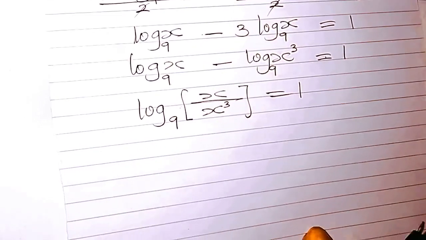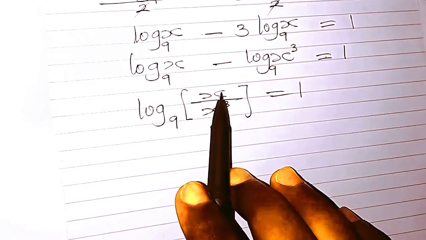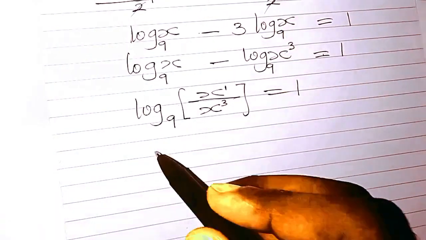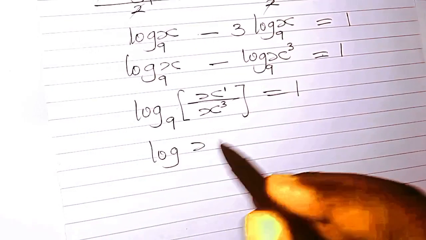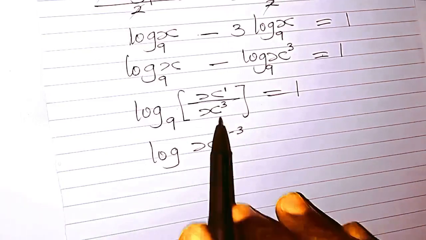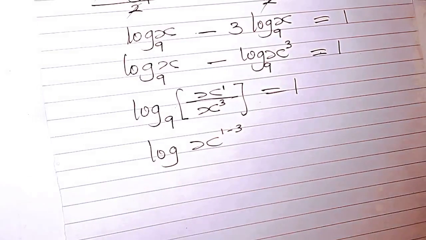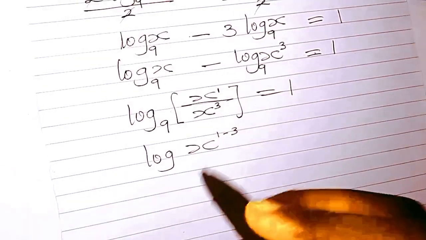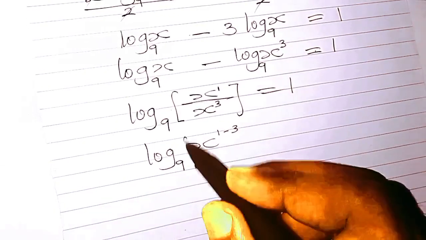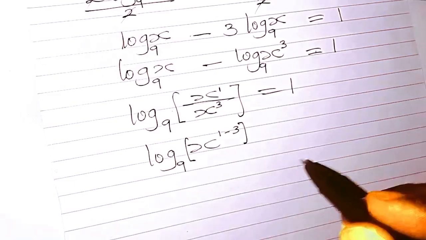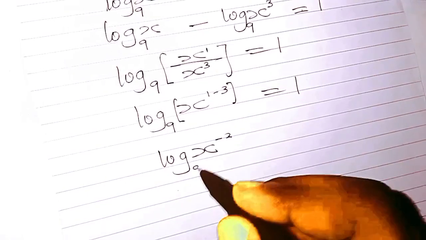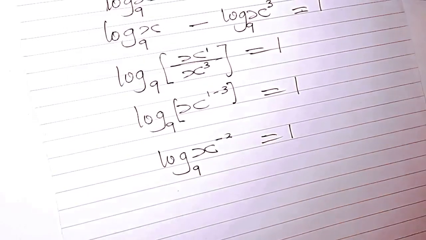In this case, since this one is x and this one is x cubed, this is the same thing as x raised to the power of 1. And then we can just write x raised to the power of 1 minus 3. Remember, if it is division, one of the laws of indices says we subtract the powers in as much as they have the same base. And therefore, log to base 9 of x raised to the power of 1 minus 3 equal to 1. And then we end up having log x raised to the power of minus 2 base 9 equal to 1.